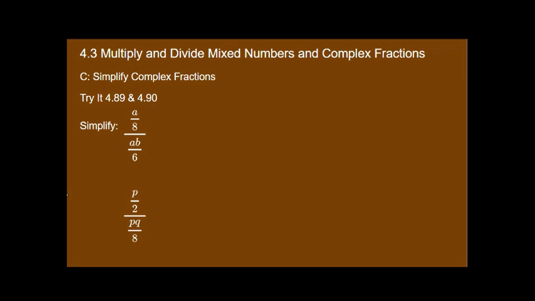So here are your two try-it problems. You have a over 8 divided by AB over 6 as your numerator and your denominator. And then on the bottom, you have P over 2 divided by PQ over 8. So there I've identified your numerator and your denominator for you.